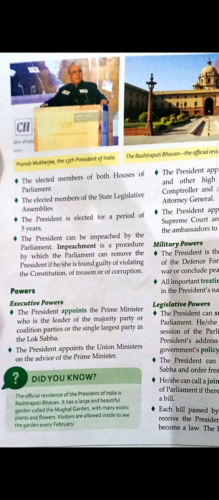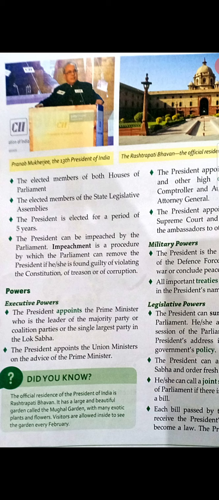And in this lesson, we were at page number 160, where we will now be taking up the powers of the President. As we had in the previous lecture, children, we have come to know about the President, who is the constitutional head of the Government of India, and we have read about the election and then the termination of the President through impeachment, children, which is a procedure by which the Parliament can remove the President if he or she is found guilty of violating the Constitution, of treason, or of corruption.